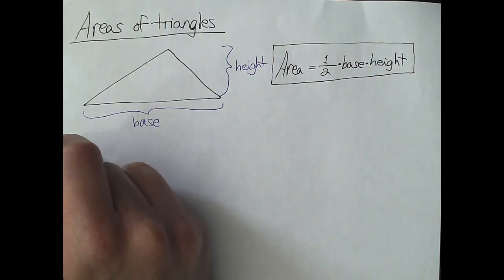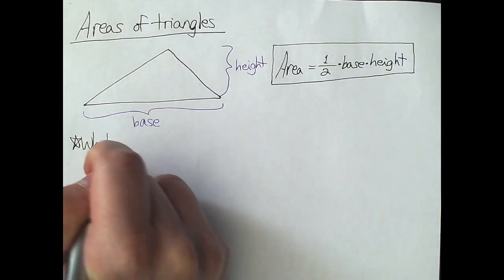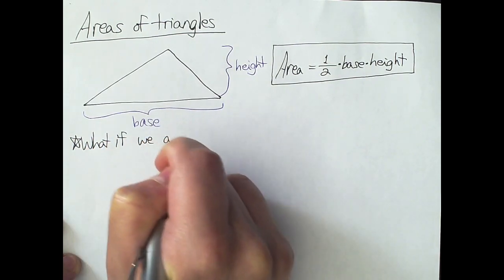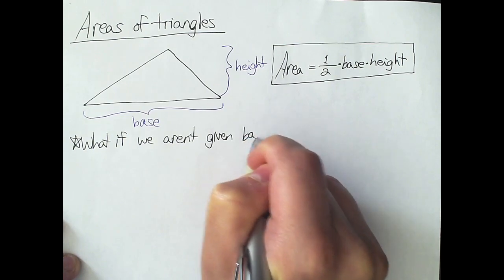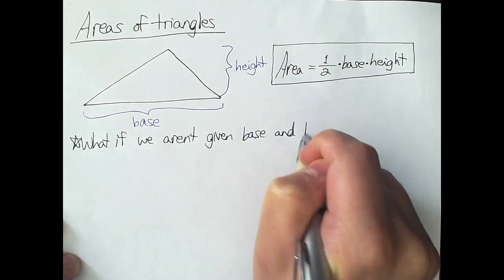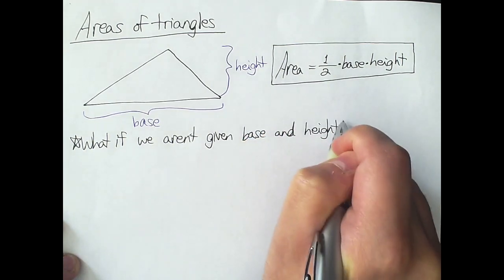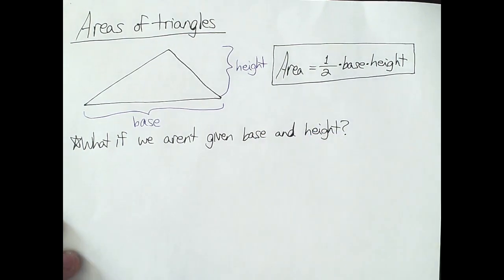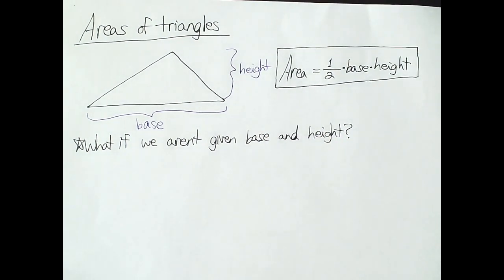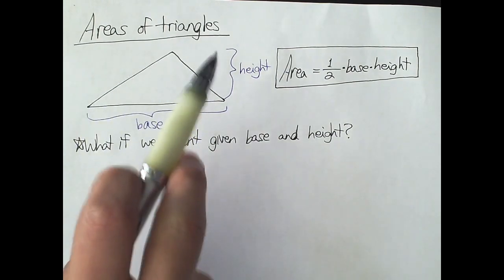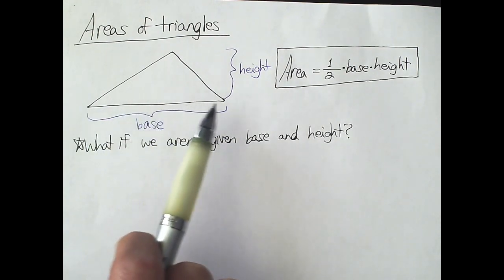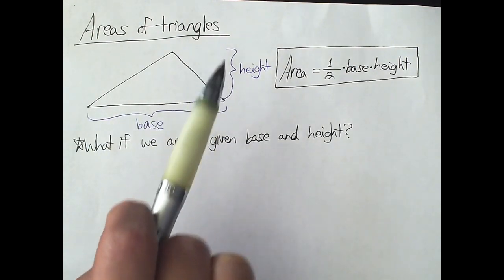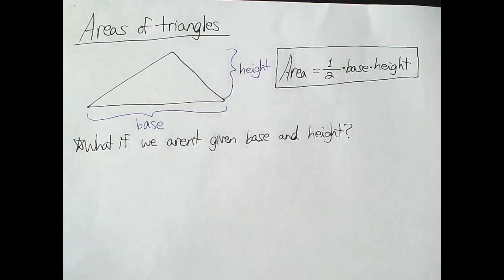Now, there's nothing wrong with that formula, except what if we aren't given the base and height? What if we're given other information about the triangle? I'm especially concerned about the height. Are we really going to be given that height? It's not one of the side lengths of the triangle. The base, at least, is one of the side lengths. But the height is this weird, mysterious other thing.